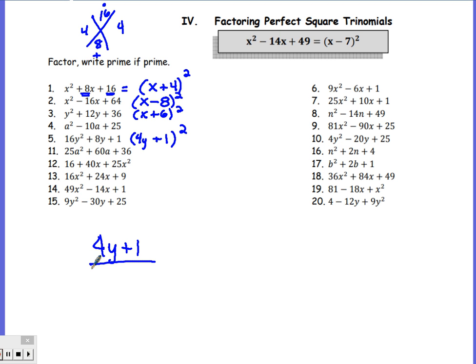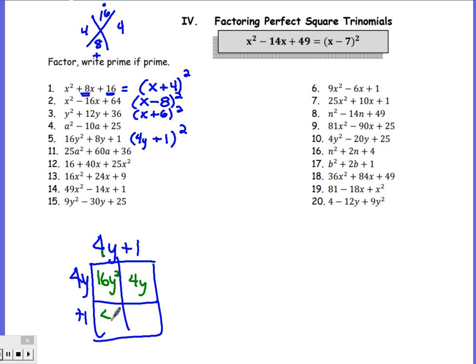Some of you like the box method. 4y plus 1, where you do this, and you multiply. 4 times 4 is 16, y times y is y squared. Here we're multiplying 4y times 1, 4y, and 1 times 1 is 1. We add up these like terms because they have the same degree, y to the 1 power, so we get 16y squared plus 8y plus 1.